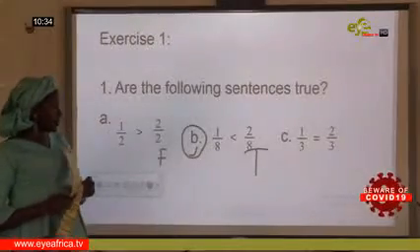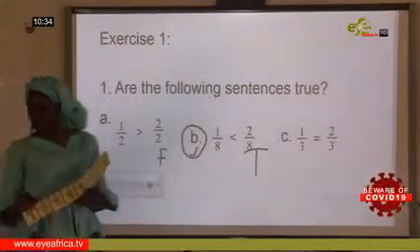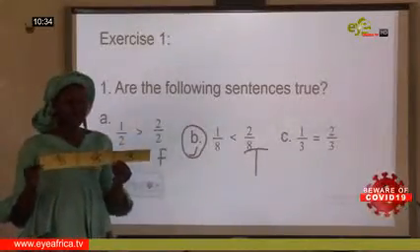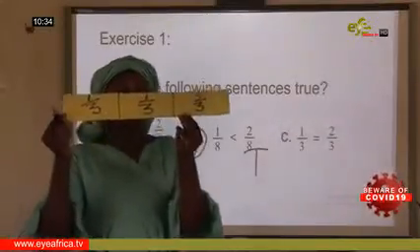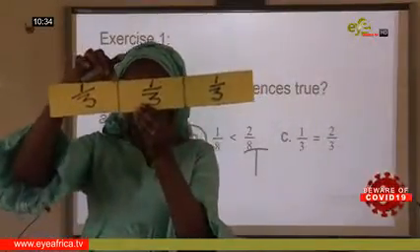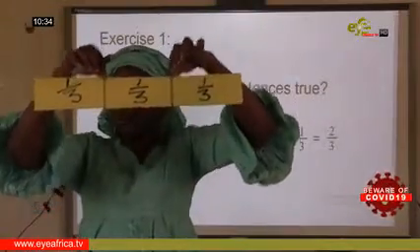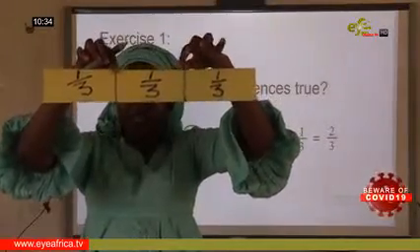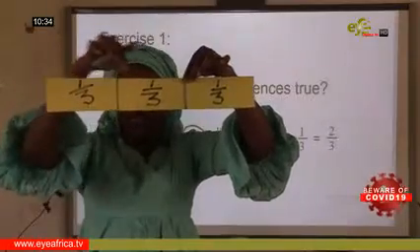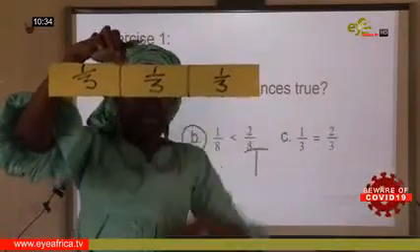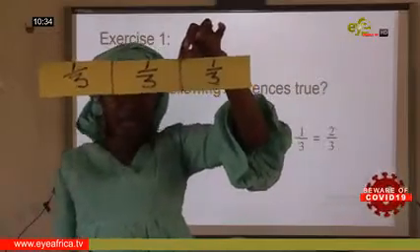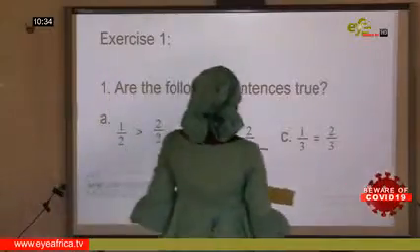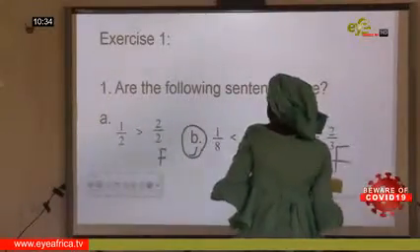Question C, 1/3 is equal to 2/3. By looking at this chart, this is 1/3. Is this equal to 2/3? These two positions, are they equal? Here is 1/3 and here is 2/3, that is 1/3 plus 1/3. At 1/3, I'm standing here. When I'm at 2/3, I'm here. Are they equal? So the statement is false. It is not true.